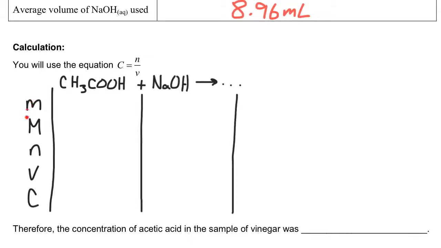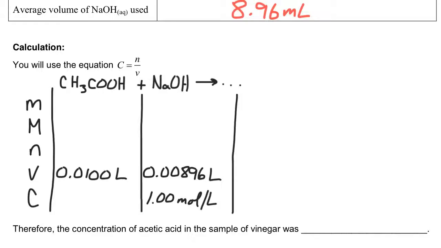I start by setting up my stoichiometry grid. Now you'll notice I just kind of left off the products. I don't really care about the products for this calculation because I know how much sodium hydroxide I used, and I want to figure out the amount of acetic acid. So I'm just not going to write the products in this. But still, I fill in what I know. So I know that I used 10 milliliters of acetic acid, my vinegar. I know that I added, on average, 8.96 milliliters of sodium hydroxide. And I also know that the concentration of sodium hydroxide was 1 mole per liter. So I know all these things.